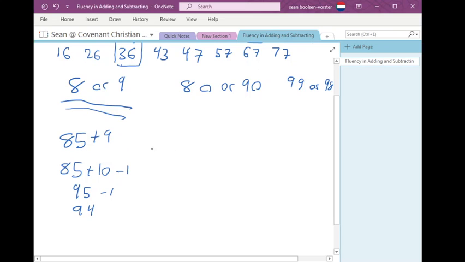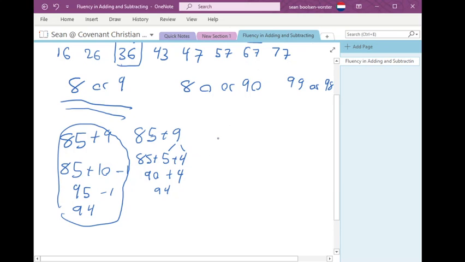If we were to do it the other quick method, plus 9, we would just break this up. We would say, okay, we need 5 here and 4. And then we go 85 plus 5 plus 4. This is going to be 90 plus 4, 94. But this is a lot quicker. This way over here is way quicker. Let me show you again, just quickly here.